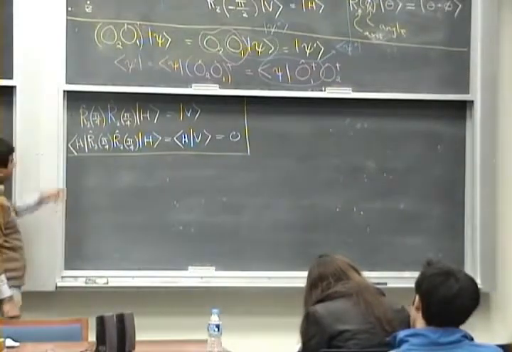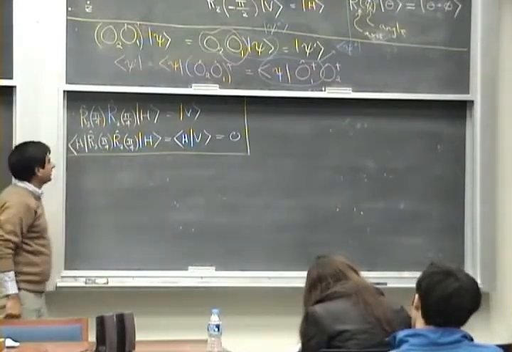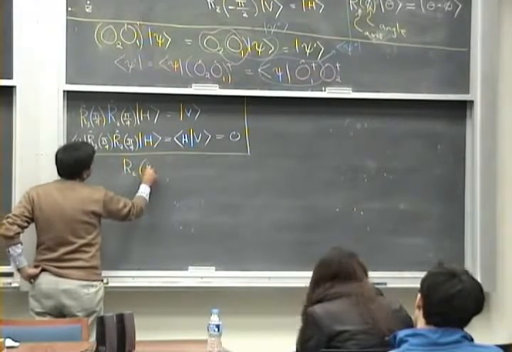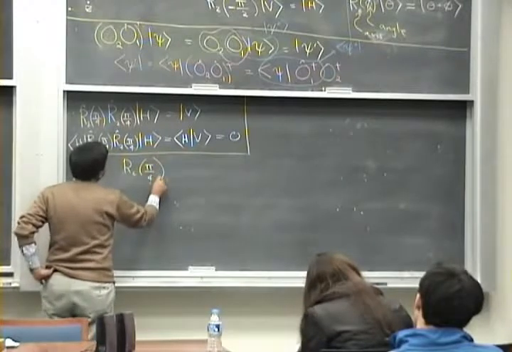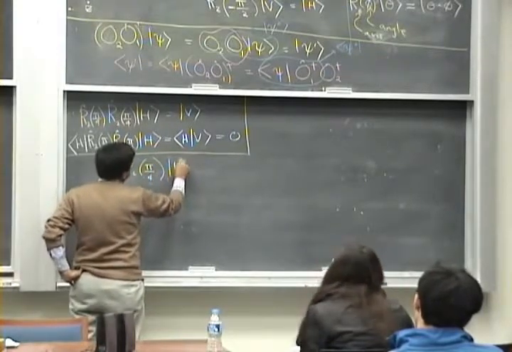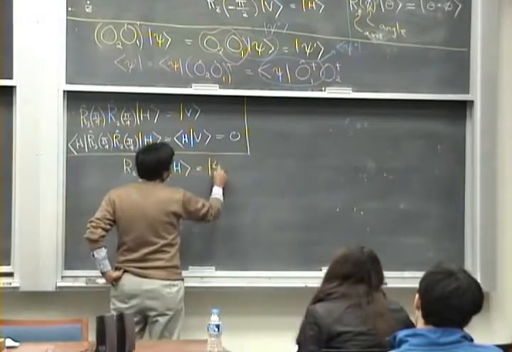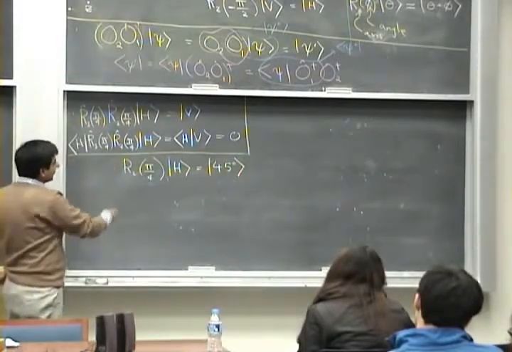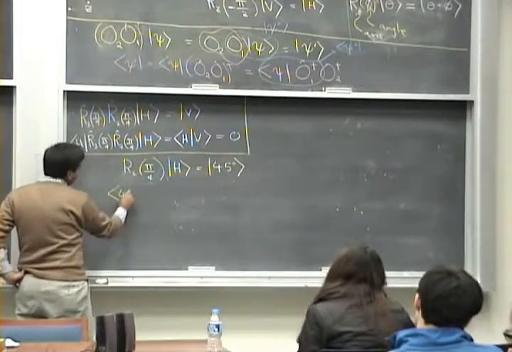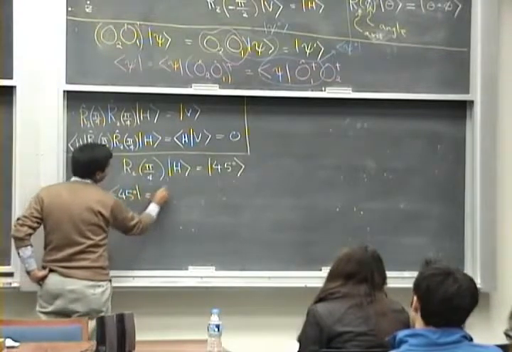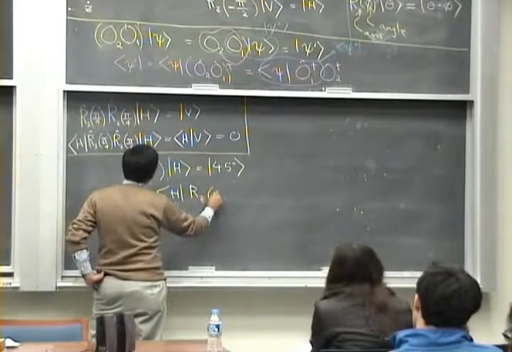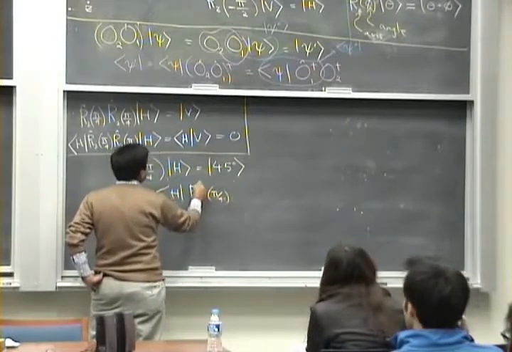However, keep this expression in your mind. If I have RZ pi by 4 acting on ket H, I get ket 45 degrees. Now the dual of this operation is that I have bra 45 degrees and this must equal bra H being acted upon by RZ pi by 4 dagger.